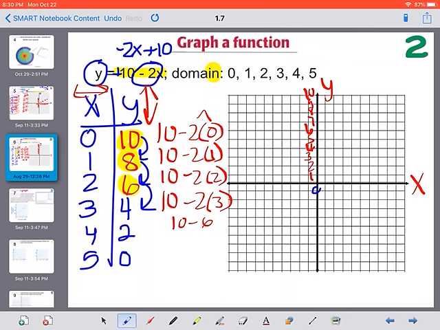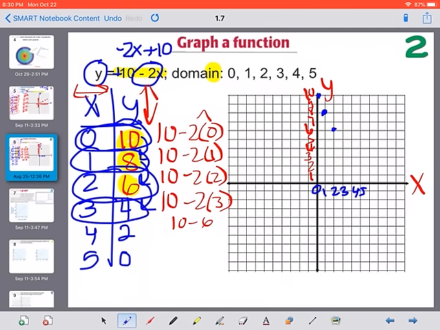So when x is 0, y is up to 10. When x is 1, we're up 8. At 2, we're up 6. At 3, we're up 4. You can kind of see the pattern here. At 4, we're up 2. And then at 5, we're at 0 for the y's. There's our graph. We have all 6 points plotted.